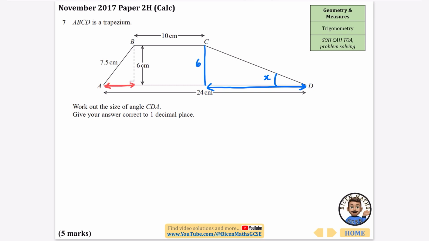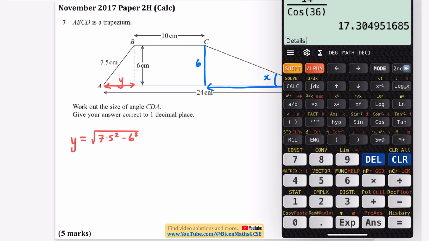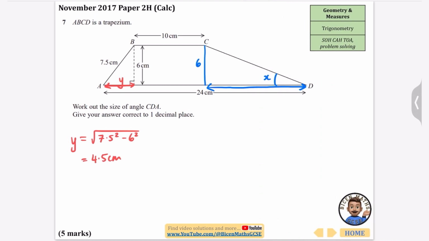And I think this length, if I call that, say, y, I'm going to say that y is equal to, I'm going to use Pythagoras here, I'm going to do the square root of 7.5 squared minus 6 squared. I'm not looking for the longest side, I'm looking for one of the shorter sides, which is why I've got it written with that sort of subtract sign instead. So I'm going to do the square root of 7.5 squared minus 6 squared, and that gives me the answer 4.5 centimetres. So now I know that this part is 4.5 centimetres.